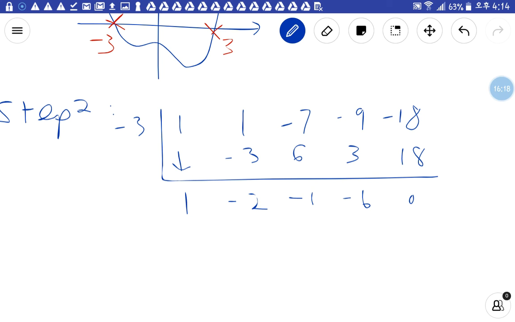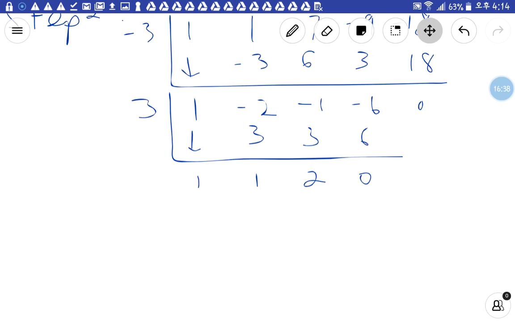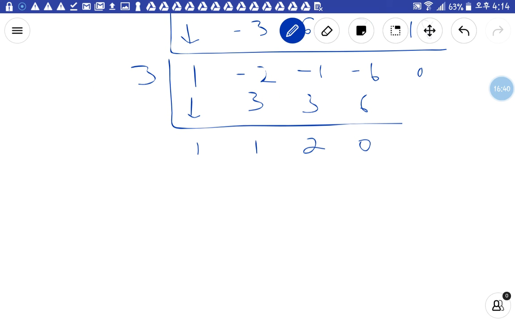Now I'm going to apply synthetic division again with 3. So bring one down. 1 times 3 would be 3. Add them up, there will be positive 1. 1 times 3 will be 3. If you add them up, there will be 2. 2 times 3, which is 6, and my remainder is 0 again. So my 3 numbers here will be my quotient. What is my quotient? x squared plus x plus 2. That would be my quotient.